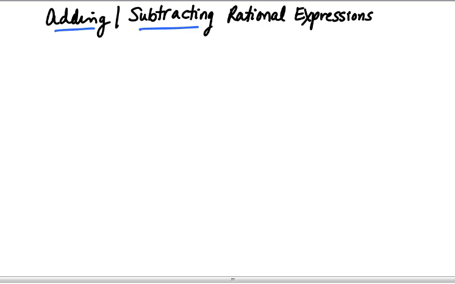We're going to look at adding and subtracting rational expressions. To do this, we have two different cases. So the first case is where we have what's known as like denominators. We're going to add or subtract fractions that have the same denominator.